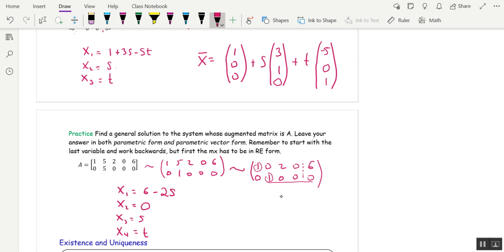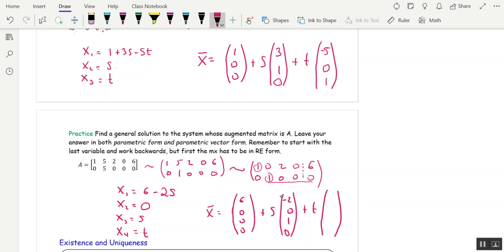Okay, now we put it into parametric vector form. X bar is my constants. So each vector is length 4 now. 6, 0, 0, 0. Then the coefficients of s, and then the coefficients of t. Coefficients of s are negative 2, 0, 1, 0, and the coefficients of t are 0, 0, 0, 1.